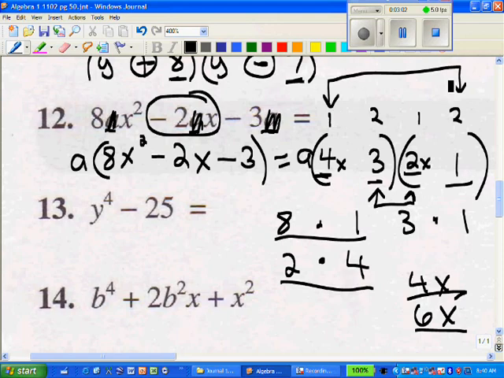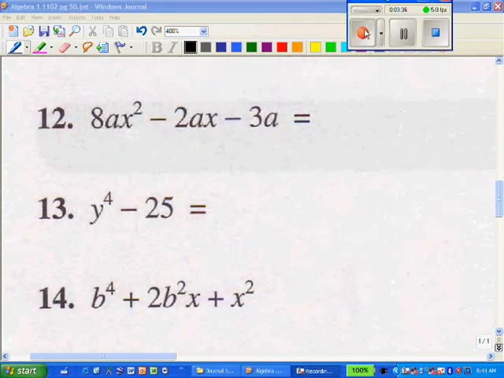I got 4x when I multiply the outer terms, and I got 6x when I multiply the inner terms. So the inner terms are bigger. So I'm going to put the negative here because negative 3 times 2x gives me a negative 6x. And I'm going to put the positive out here because the smaller term is positive and the bigger term is negative. And I know that the bigger term is negative, again, because the middle term is negative. If the middle term would have been positive, then I would have made the 6x positive and the 4x negative. Okay, I hope you understand.